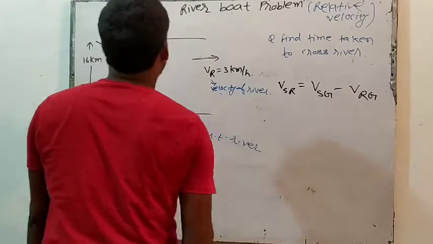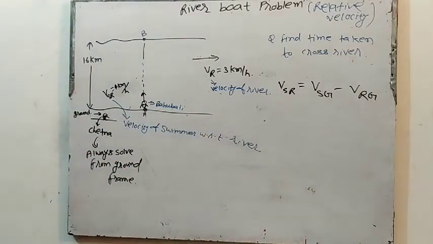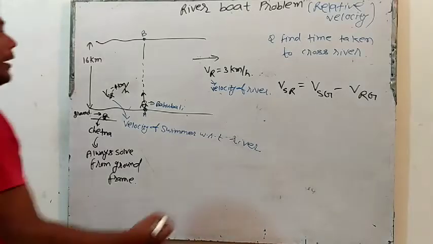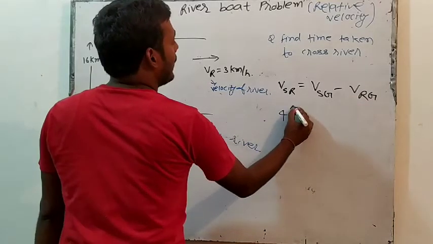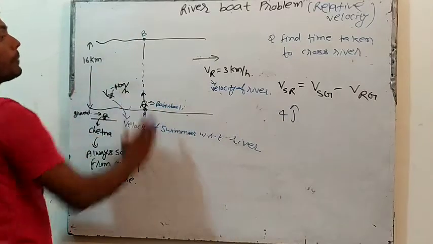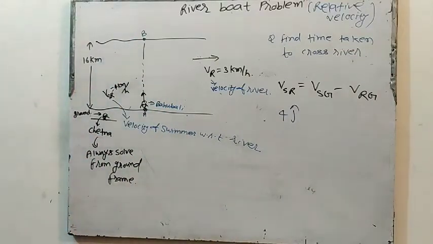What is velocity of swimmer with respect to river? Velocity of swimmer with respect to river is how much? 4j cap. Because Bahubali is going in the plus y direction. So this will be 4j cap. This thing we know.